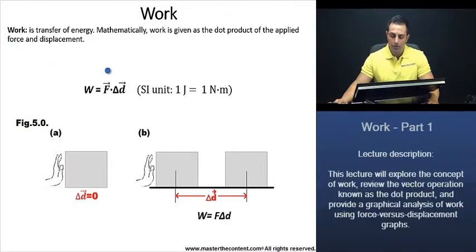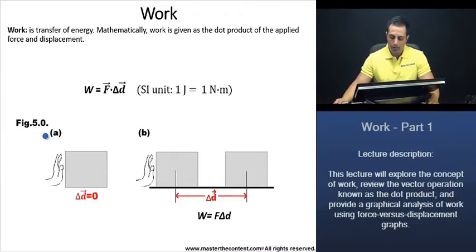Now, here's our mathematical equation that we just defined, and the SI unit for work is the joule, which is equivalent to Newton meter, which we also covered in a previous lecture. Okay, great. Now in physics, in order to do work, an object needs to be moved through some displacement by an applied force. Now let's explore that idea a little bit through figure 5.0.